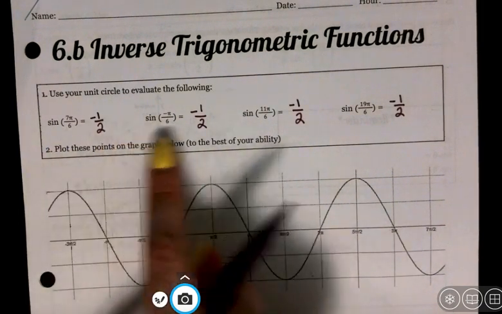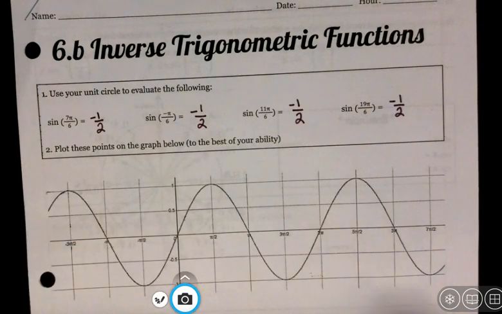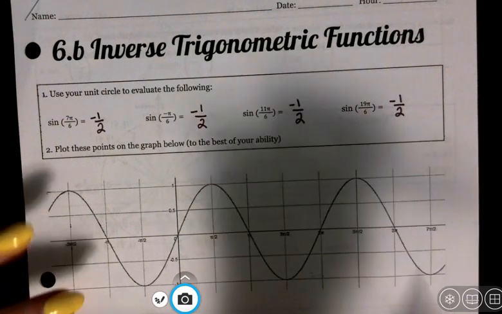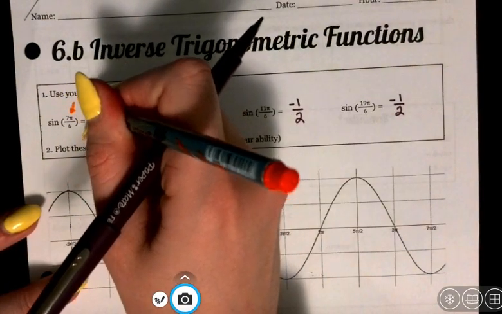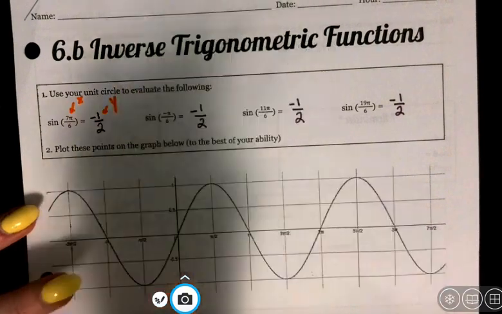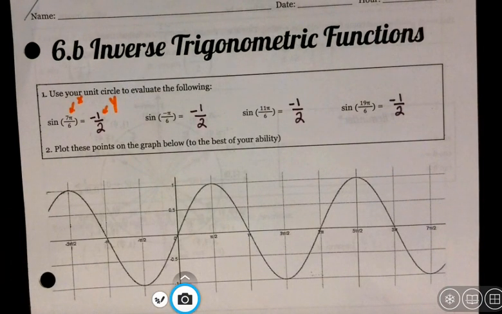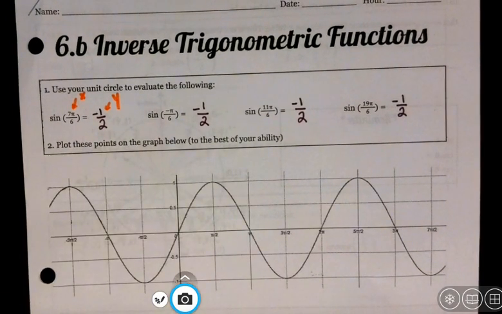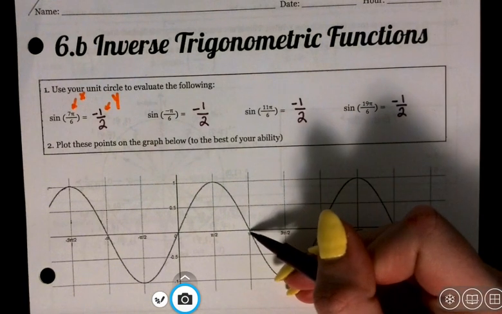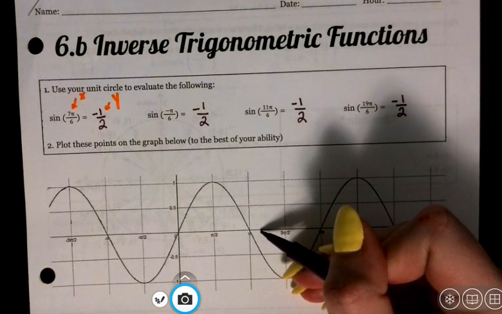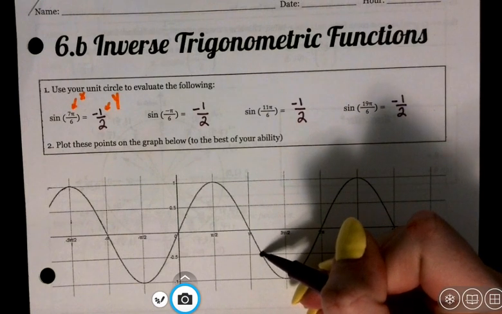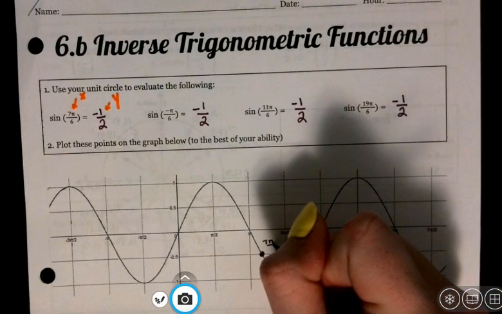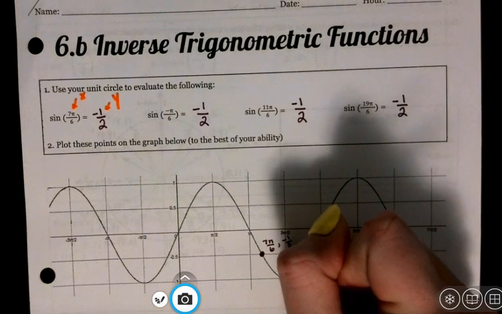And since these are all asking for a sine of different angles, we can plot these on our graph. To do that, the angle ends up being our x, and then our answer ends up being our y for the point that we're graphing. So 7 pi over 6 is a little bit past 1 pi. So 1 pi is here, a little bit past it, and then my y value is negative 0.5. So this point would be 7 pi over 6, comma, negative 1/2.